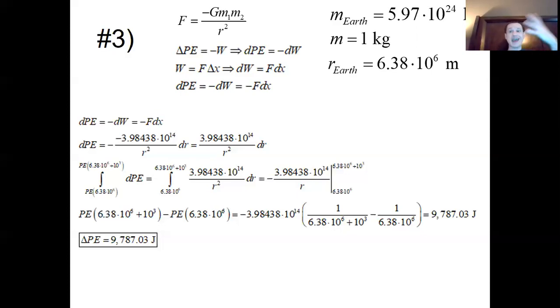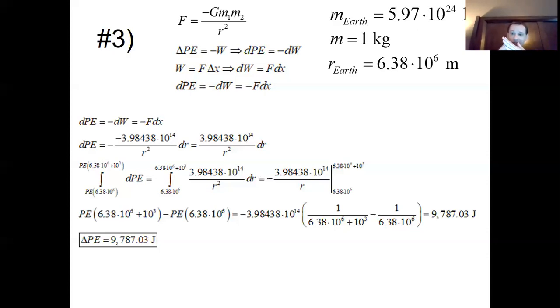So your potential energy at this radius minus the potential energy at where you started, which was the potential energy at the surface, is equal to, if you do the calc on the right-hand side and integrate that, you get this whole thing, which turns out, when you punch it all in your calculator, to be about 9,787.03. Now, what's a good unit for energy? If you've taken a science class before, it's joules. So that's 9,787.03 joules. That's the change in the potential. That's what they ask you for, the change.